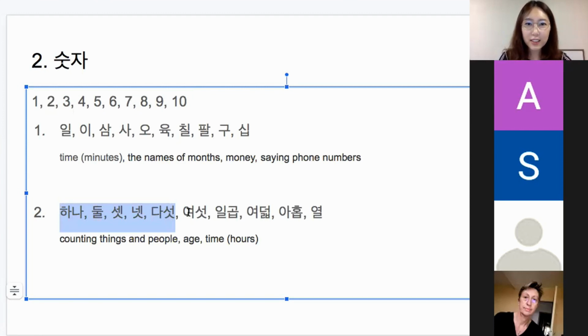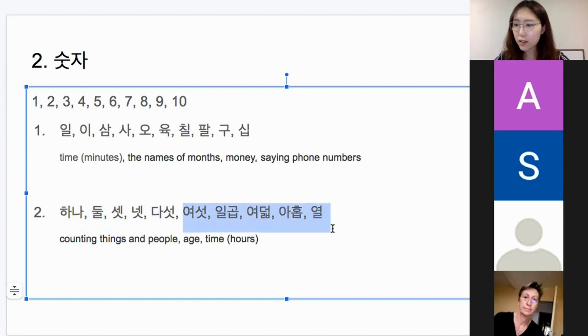그 다음에 next one. 6, 7, 8, 9, 10. 여섯, 일곱, 여덟, 아홉, 열. Good.